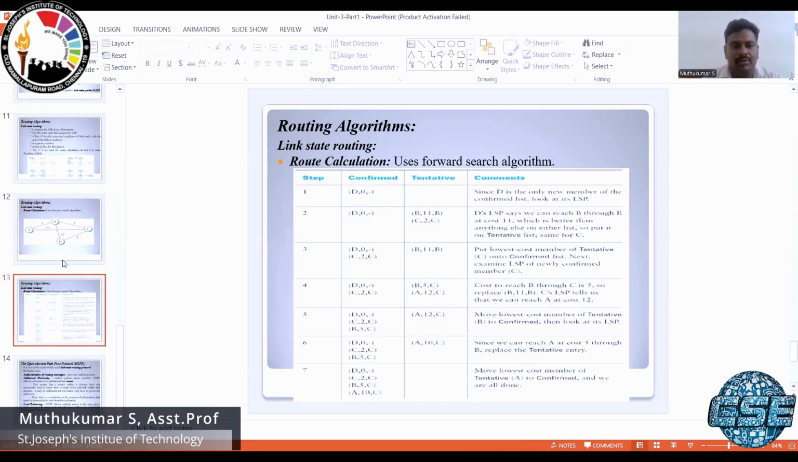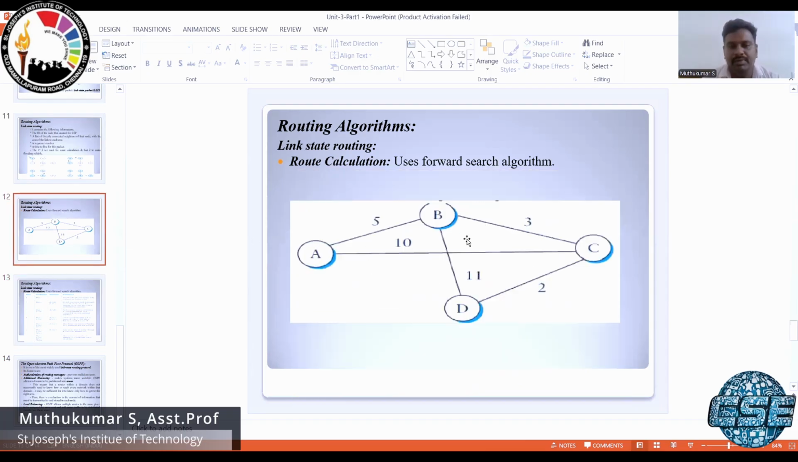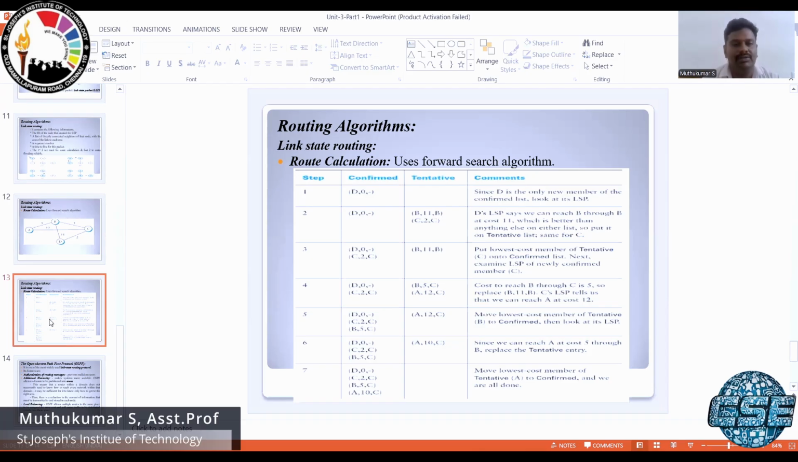So finally you have to draw the shortest path tree based on the given table. So that is the assignment for today's class. Complete the assignment. If you have any doubts, we will discuss in the next session.